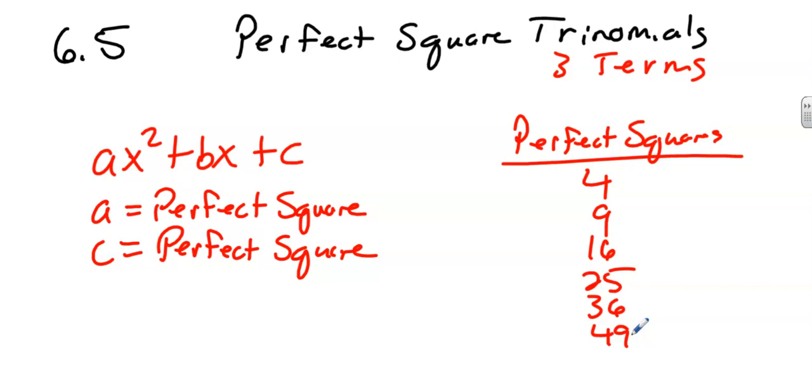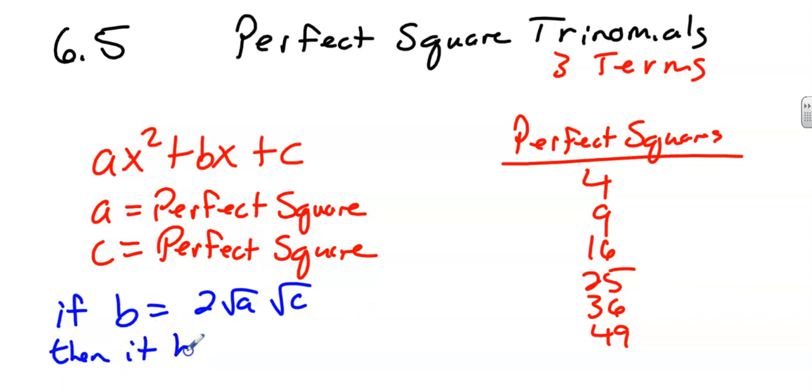Okay, now, here's the actual technical check to know with this one: if b is equal to 2 times the square root of a and the square root of c, then it's a perfect square. So if you square root a, square root c, get those two numbers, and you multiply that times 2, if the b term equals that number, then this thing has a shortcut, and we don't have to go through all the steps of doing the a times the c and the factoring and all those things.